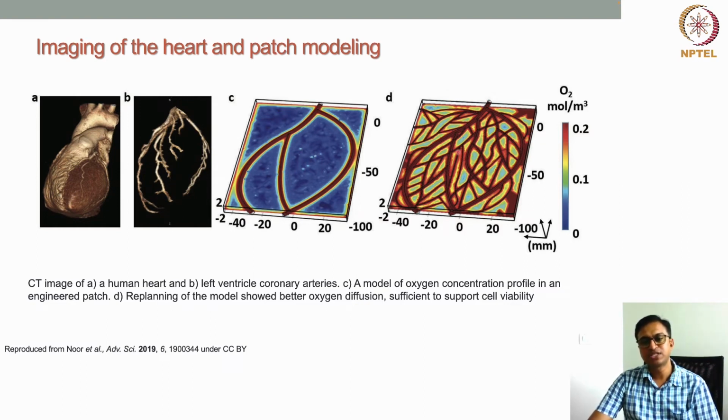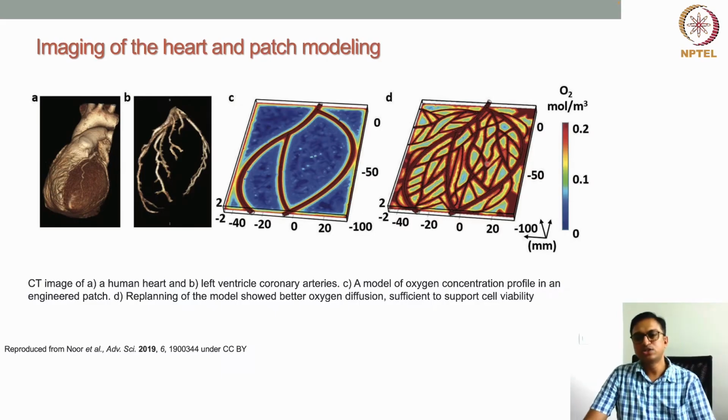So again they came up with a replanning of this vascular tree. In this case, if you see, most of the tissue is getting a good amount of oxygen, so cell survivability will be good. This is how from CT data you can extract a particular tissue structure based on your interest, model it, and use it to generate the vascular tree and the whole tissue construct, so that you can replan it to have a better vascular tree, and the whole patch can be very well vascularized.